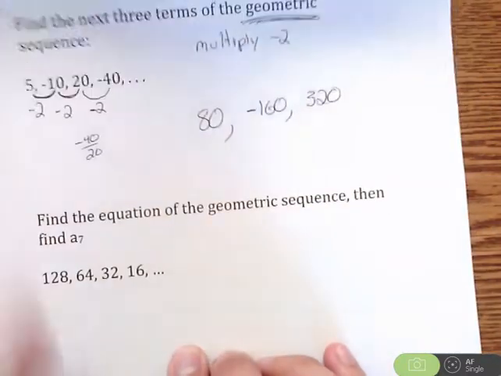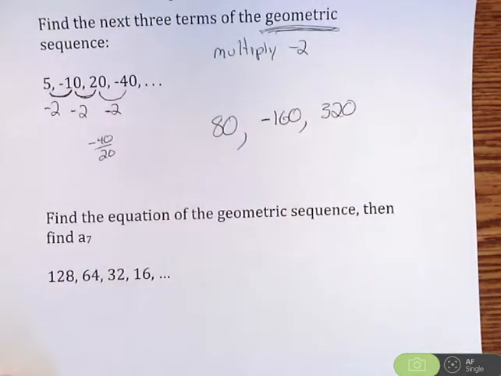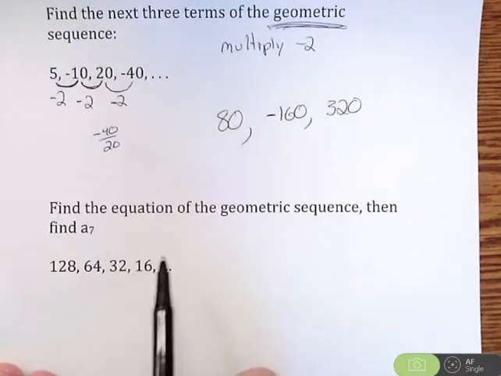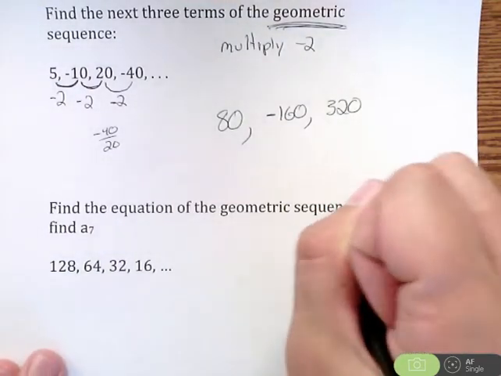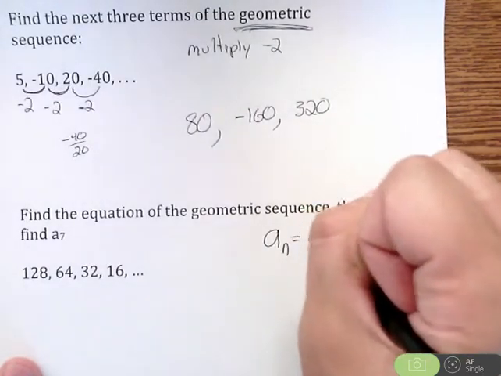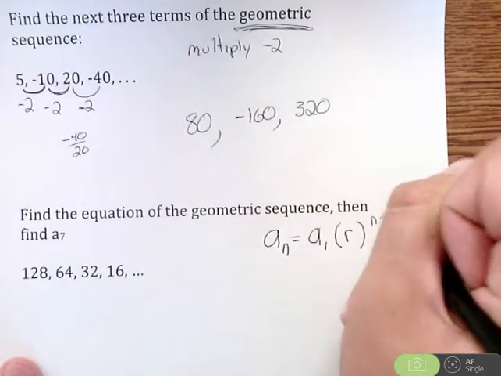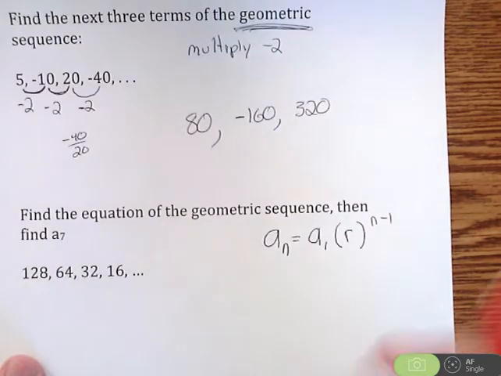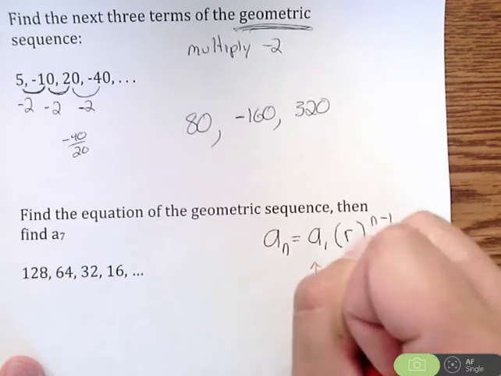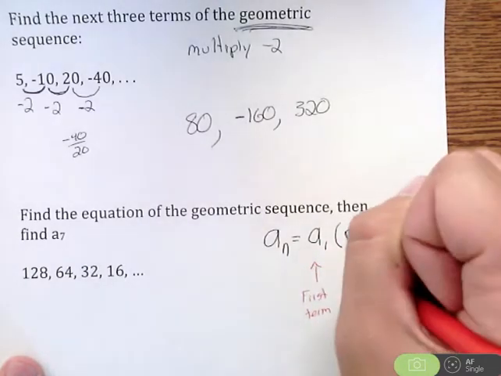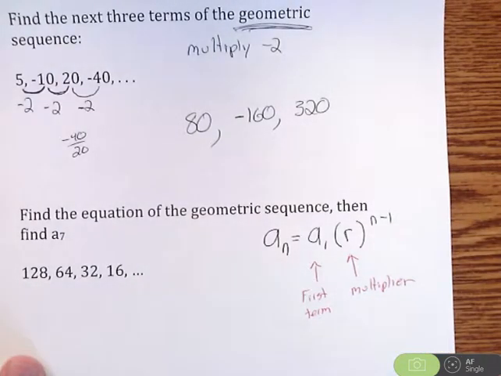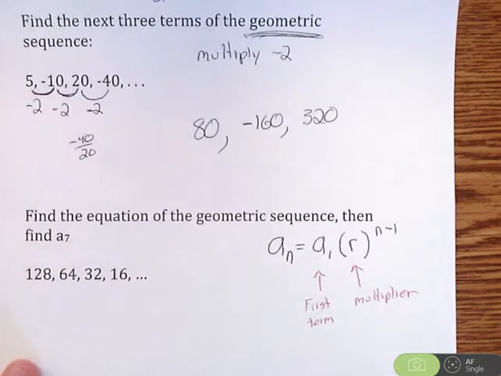The last little example I want to show here with the basics of geometric sequences is we're going to find the equation of the geometric sequence, then find A7. Now before I jump into this, what I mean by the equation is we're going to figure out A_n equals A_1 times (r) raised to the n minus 1. The key pieces here: A_1 represents just the first term, and r is going to be our multiplier. I'll explain in a second once I get through this.